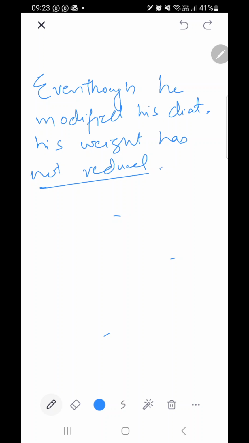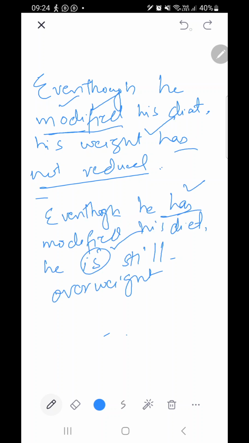After even though we use the same sentence in different approaches as per the requirement of the sentence. Even though he modified his diet, his condition has not improved. This can be written in past simple and present perfect. And now present perfect and present simple: even though he has modified his diet, he is still overweight, right? Is it clear?